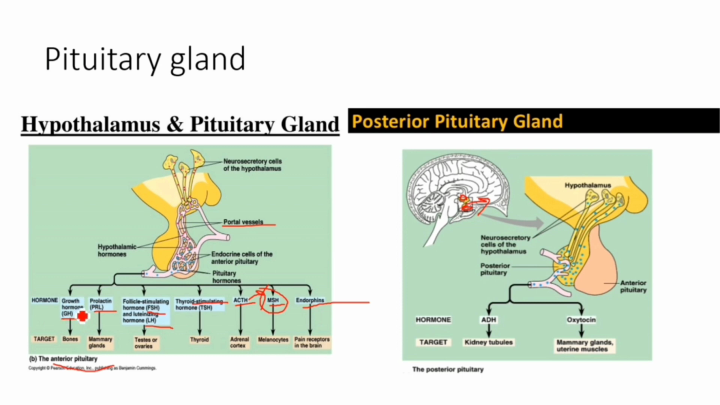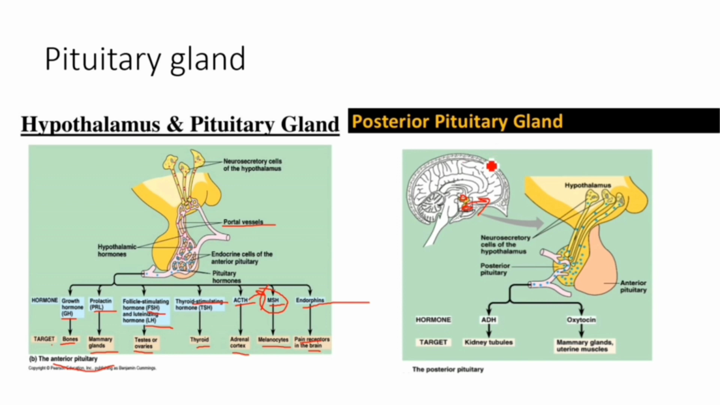And we can see that the target cells of growth hormone are bones, and prolactin acts on the mammary glands. FSH and LH act on the testes and ovaries, TSH acts on the thyroid, ACTH acts on the adrenal cortex, MSH acts on the melanocyte cells, and endorphin acts on the pain receptors in the brain.